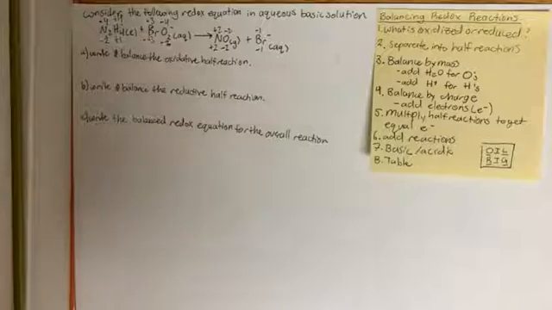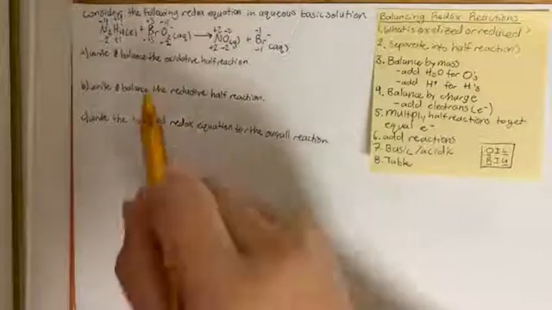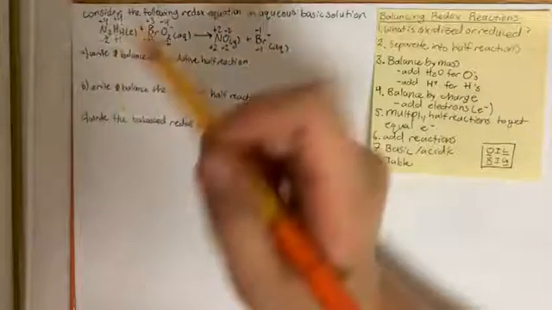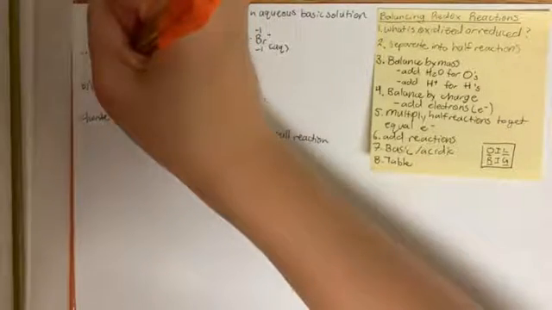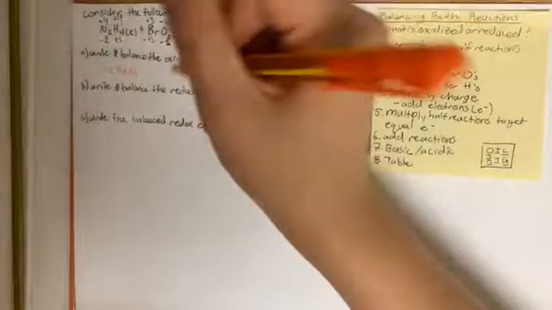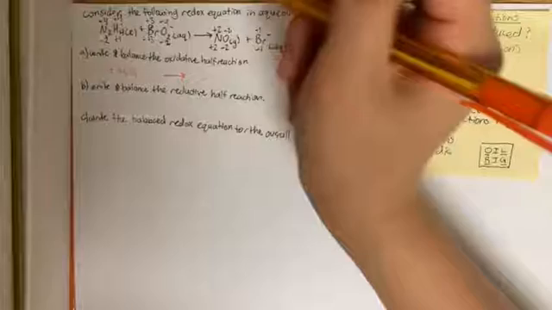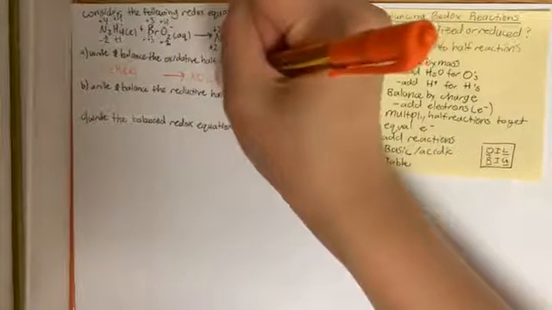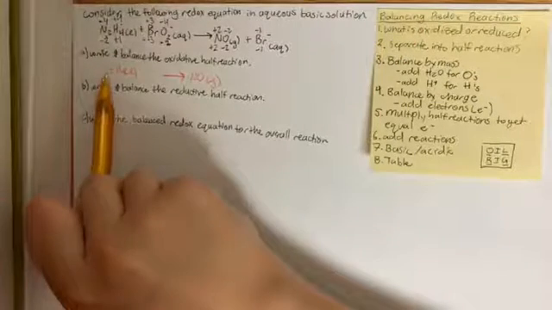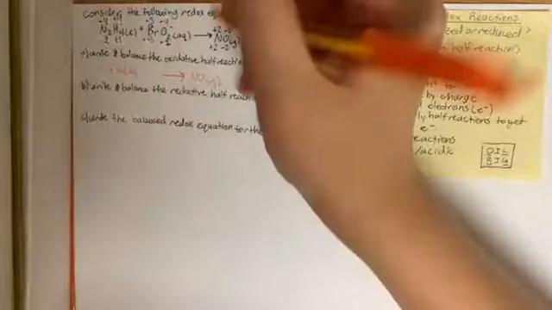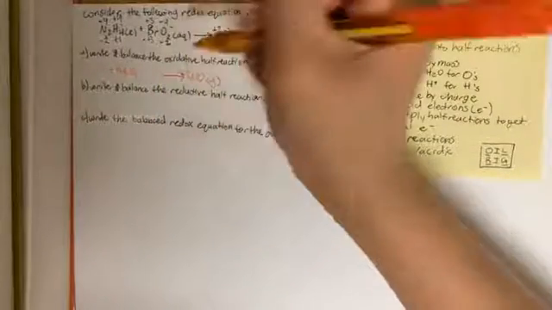So, let's write them up. The oxidative half reaction, as I said before, is everything with nitrogen. So let's write that down: N2H4 liquid goes to NO gas. And let's balance what we have so far. We have 2 nitrogens in the reactants and 1 nitrogen in the products, so let's multiply NO by a coefficient of 2.